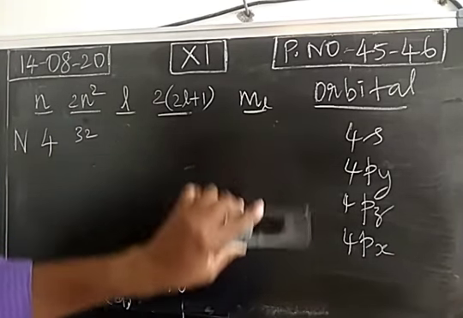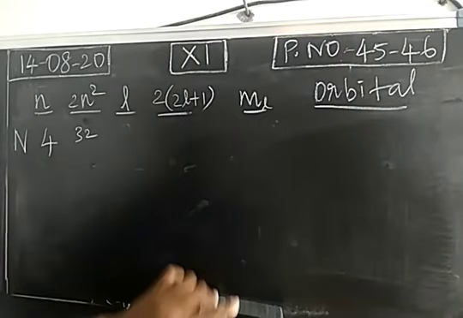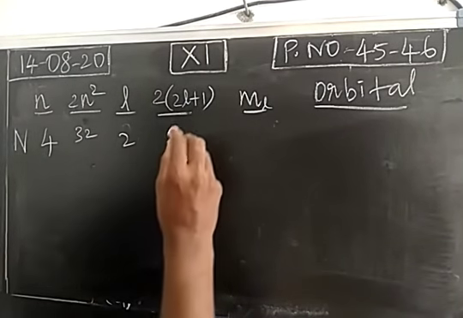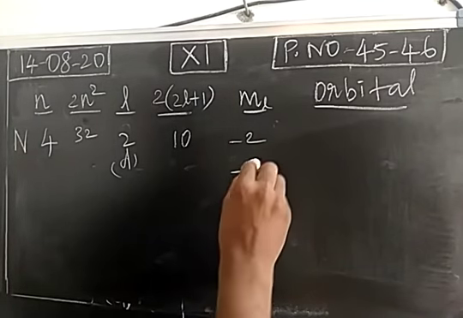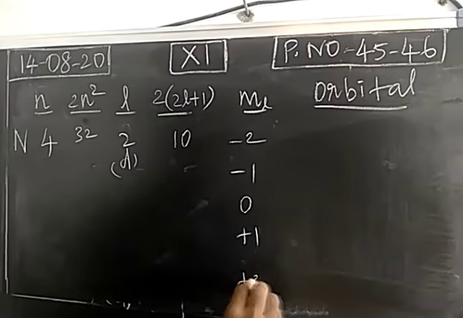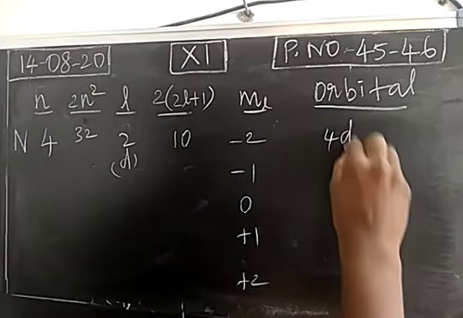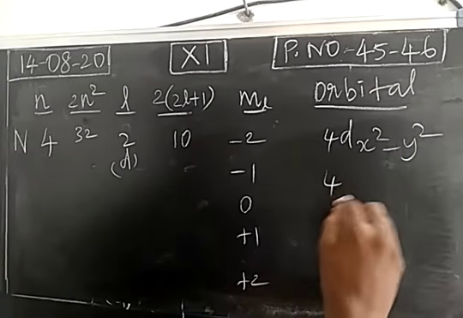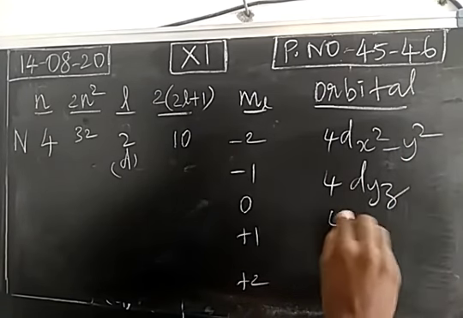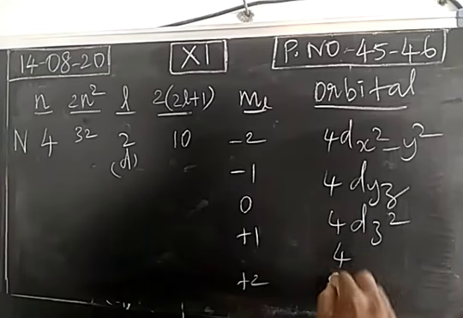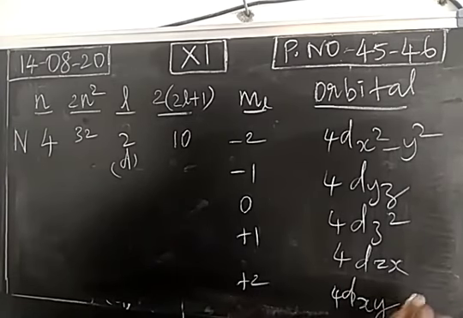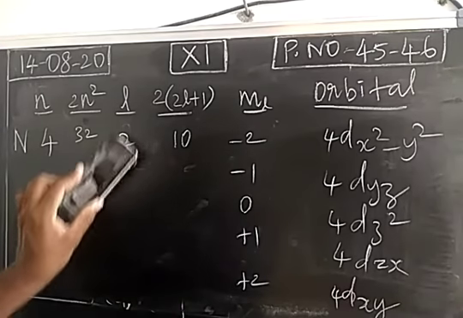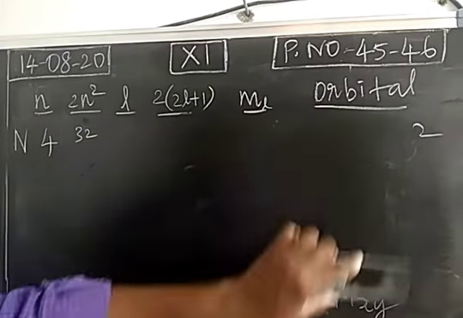Next, azimuthal quantum number 2 means 10 electrons will be there. This is D subcell. So magnetic quantum numbers -2, -1, 0, +1, +2. So maybe 4d x square minus y square, 4d yz, 4d z square, 4d zx, 4d xy. Right. This is for azimuthal quantum number 2.